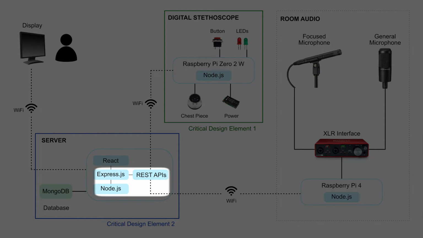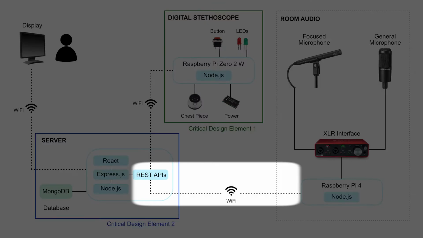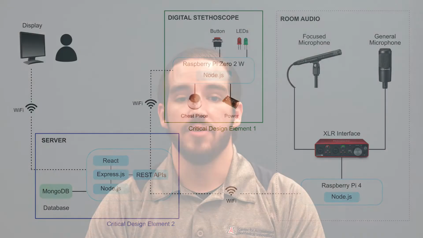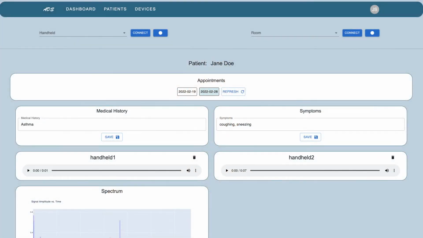We used Node.js with the Express.js framework to create REST APIs and direct communication to and from the server. Node.js was the main controller that received the audio data from the device, sent it to the database, and displayed it to the user. React is a JavaScript library that we used for the user interface. This allowed us to speed up the development time and make a clean user interface.